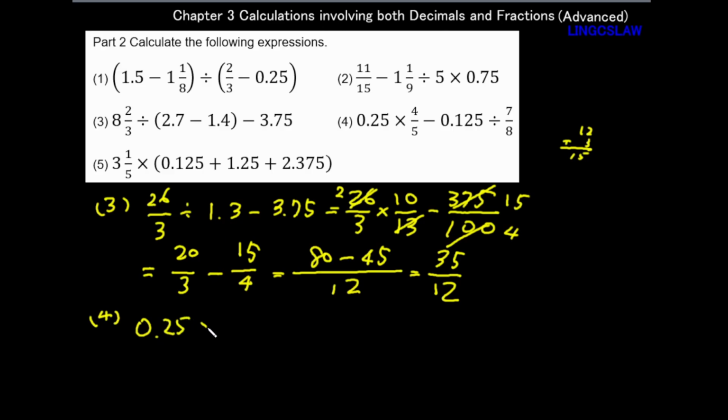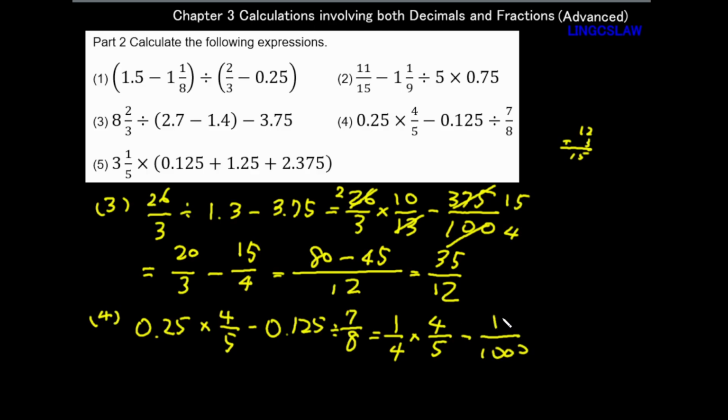0.25 times 4 over 5 minus 0.125 divided by 7 over 8 equals 1/4 times 4 over 5 minus 1/8 times 8 over 7 equals, okay, simplify this one. So 1/5 minus, and let's divide both terms by 25. So this will be 5 and this will be 40.